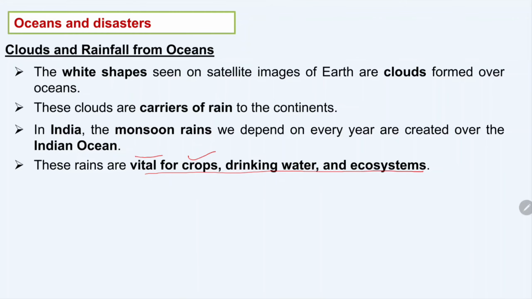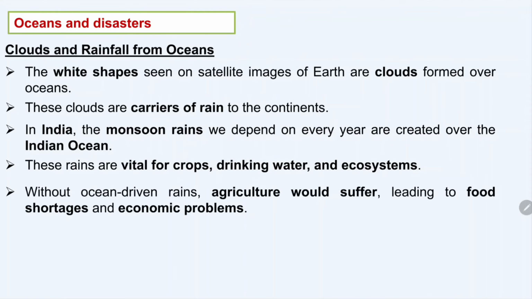If it doesn't rain, if there is a drought, then what will happen? All the agriculture will fail. And there will be no drinking water, because the groundwater will also no longer be available. We have only a little fresh water fit for consumption. We cannot just go to the sea and start drinking that water, because it is very salty and it is not good for our health. So these rains are very important for our crops, our drinking water and our ecosystem.